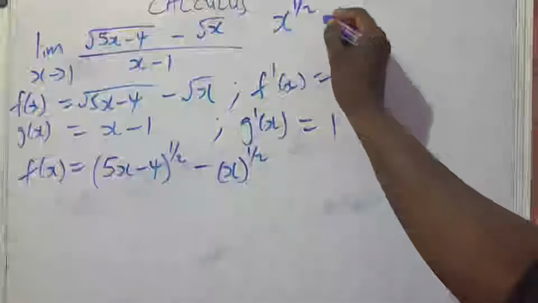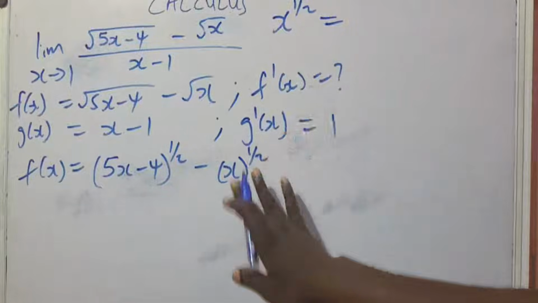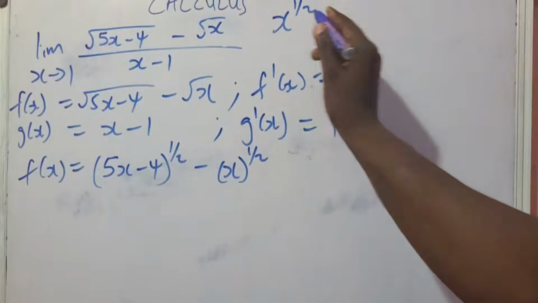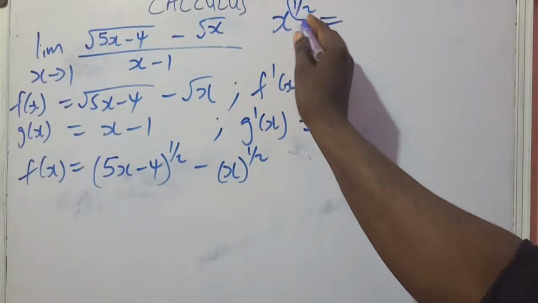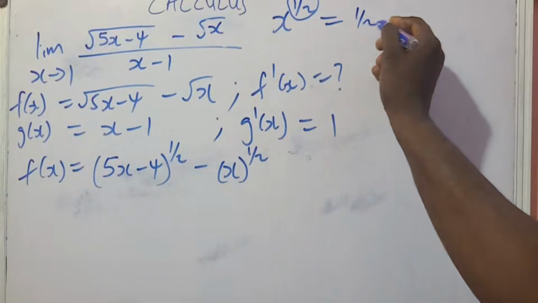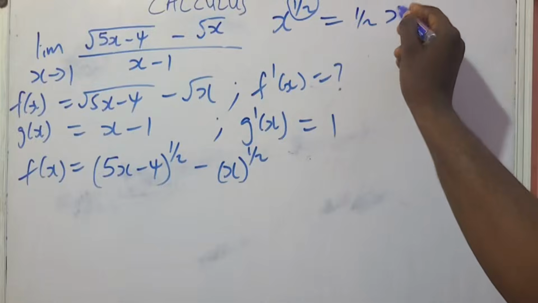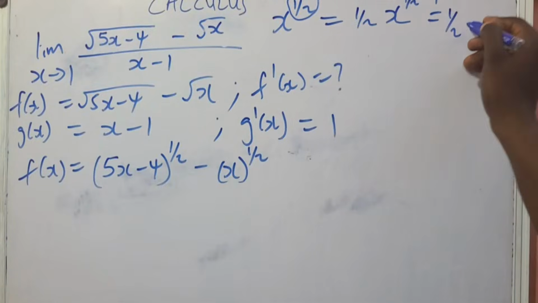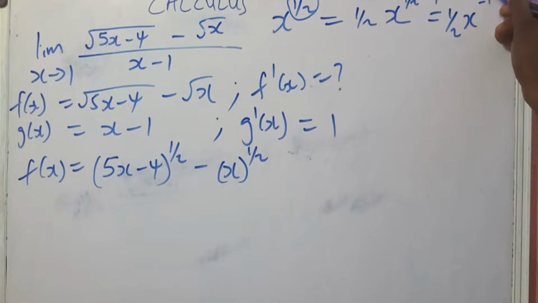It's the same procedure when you have to differentiate something like this. If it's just a simple one like this, what you want to do is to multiply the power times the coefficient. Coefficient here is 1, so that'll be half times 1 is half, then x raised to power the power minus 1. So this would be 1 over 2 x raised to power minus 1 over 2.